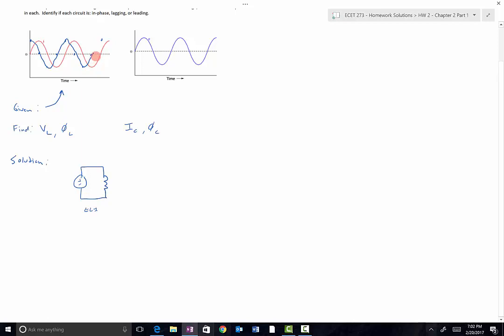Not a great sine wave that I've drawn there. There's a little bit of lag in my computer today. But anyway, so that's the voltage waveform drawn in blue there.